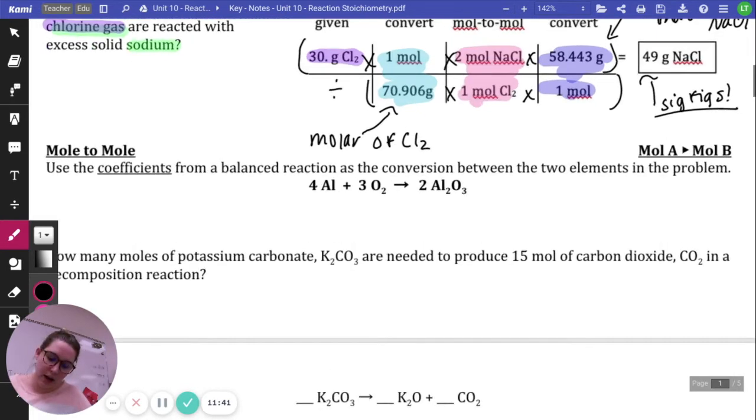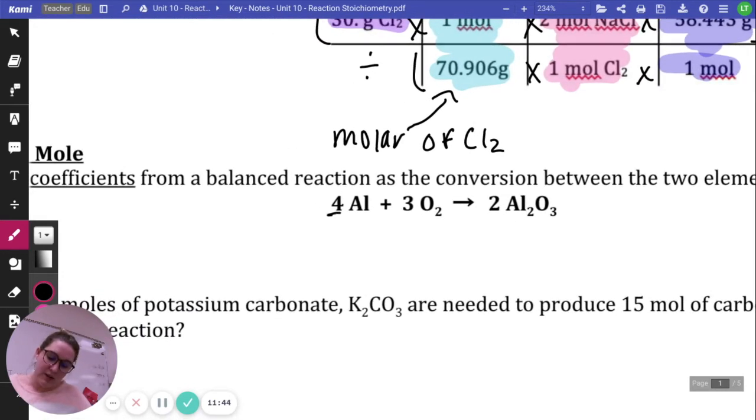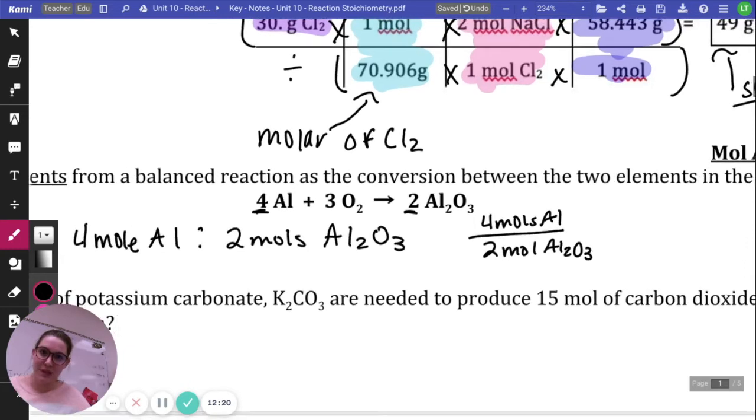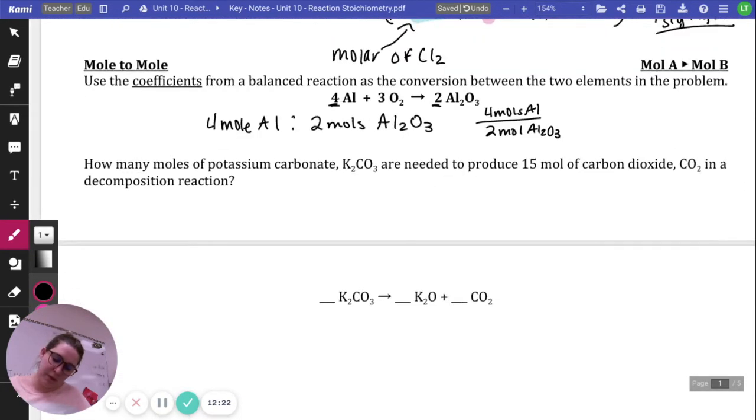So the first thing I want to talk about is how do we get our mole to mole ratio? And guys, you use the coefficients of your balanced chemical equation. One mole to mole ratio for this one might be for every 4 moles of aluminum, that makes 2 moles of aluminum oxide. And I would write this in fraction form: 4 moles of aluminum to 2 moles of aluminum oxide. So we'll always use the coefficients of our balanced chemical equation in our mole to mole ratios. Hopefully that makes sense. Okay, let's jump into our first problem.